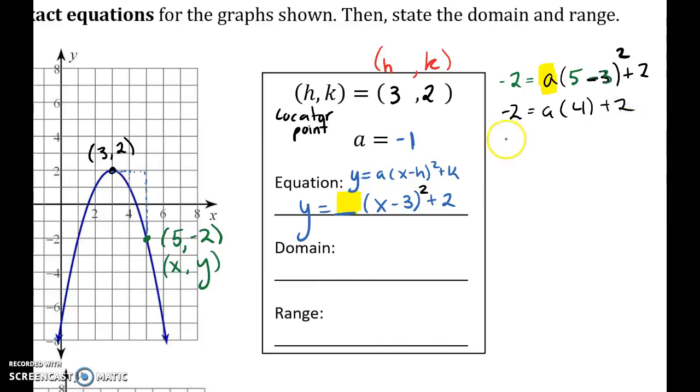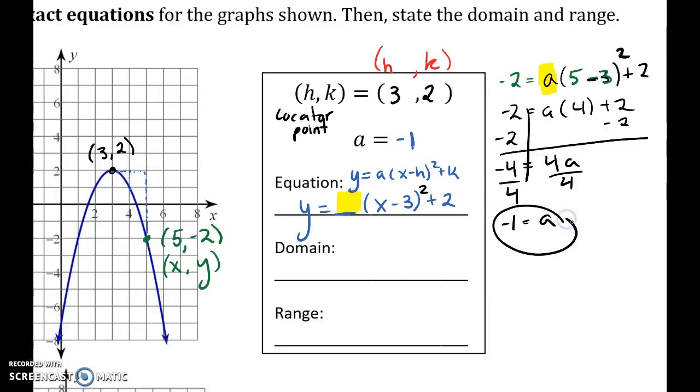So we have that. We're going to take away 2 from both sides. Try to get a by itself. -4 equals 4a. Divide both sides by 4. So we're just confirming here that a does in fact equal -1. That means when we go back into our equation and we plug this in, we get a equals -1.